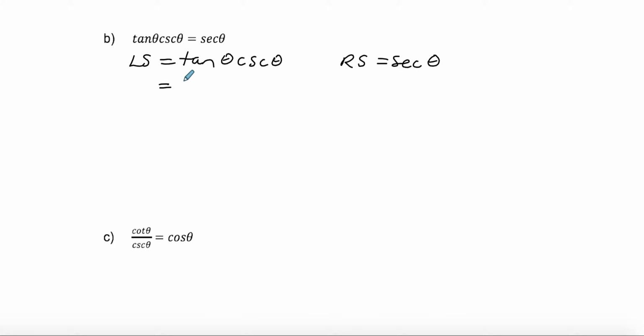So tangent is the same thing as sine theta over cos theta. And I know that cosecant is the same thing as 1 over sine theta. It's the reciprocal of sine theta. Again, I can pretty easily see that these would cancel out. I'm left with 1 over cos theta, and that's the same thing as the reciprocal. So we have our reciprocal identity. This is the same thing as secant theta. So again, we've shown the identity is true.